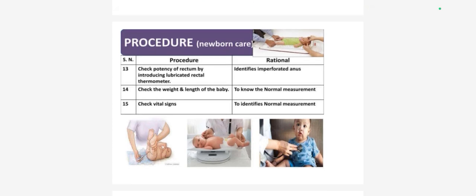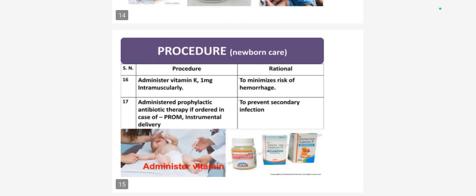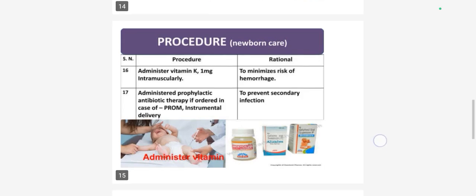Check the patency of the rectum by introducing a lubricated rectal thermometer; this identifies an imperforate anus. Check the weight and length of the baby to know the normal measurements. Check the vital signs to identify the normal measurements. Administer vitamin K 1 mg intramuscularly to minimize the risk of hemorrhage. Administer prophylactic antibiotic therapy if ordered, in the case of PROM or instrumental delivery, to prevent secondary infection.